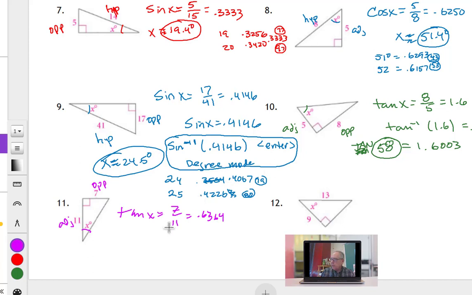And if I was doing this on a calculator, I do tan minus 1 of 0.6364, enter, and that would give me the angle measure. Using the table, though, I go down the tangent column to find the closest one to 0.6364, and it's in between 33 and 34 degrees, and it's closer to 34. So I would guess that x is about 33.5 degrees.